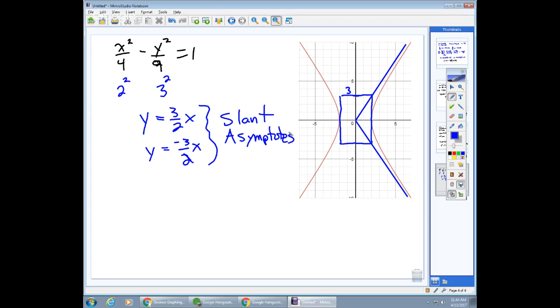Does anybody remember another name instead of slant that's sometimes used? Starts with an O. Sometimes they're called oblique asymptotes. So you'll see that sometimes too, oblique asymptote.